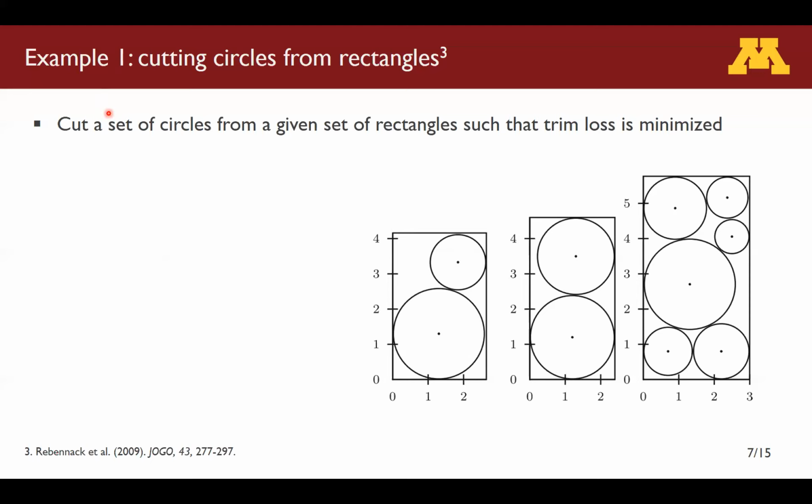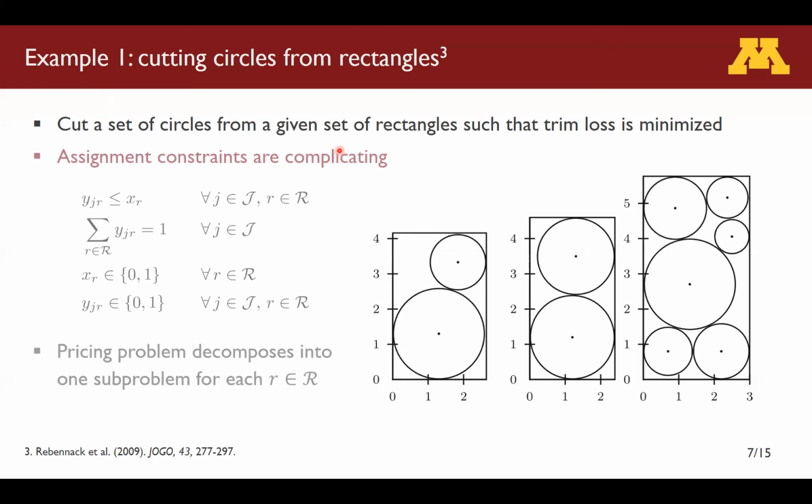In this example one, we consider a problem where we want to cut a set of circles from a given set of rectangles such that the trim loss is minimized. Here, the complicating constraints are assignment constraints, where we have a binary variable xr, which is 1 if we choose rectangle r, and another binary variable yjr, which is 1 if we choose to cut circle j from rectangle r. So these are assignment constraints that are complicating. If we remove them, then we have pricing problems that decompose into one subproblem for each rectangle r.